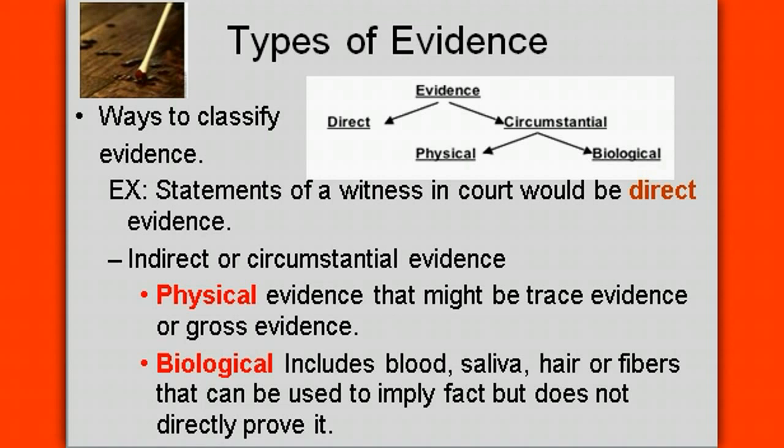Now, biological evidence includes blood, saliva, hair, and fibers that can be used to imply fact but does not directly prove it. Now, let's be really careful here, because hair itself is not considered biological unless it has the follicle attached to it, okay? Because then we can get DNA from it. So, let's take a look at an example.